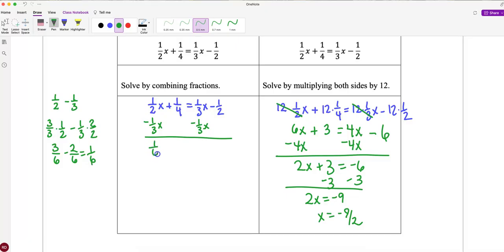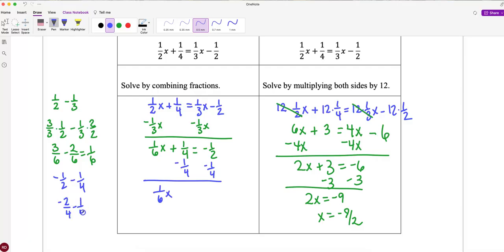So I get 1/6 x plus 1/4 equals minus 1/2. Now I can subtract 1/4 from both sides. So I need to figure out negative 1/2 minus 1/4. Basically, I add them and keep the negative sign. The common denominator there is going to be 4. So this is negative 2/4 minus 1/4 is negative 3/4.